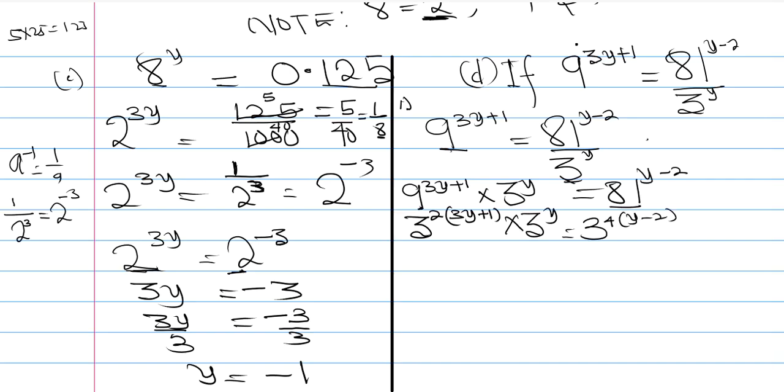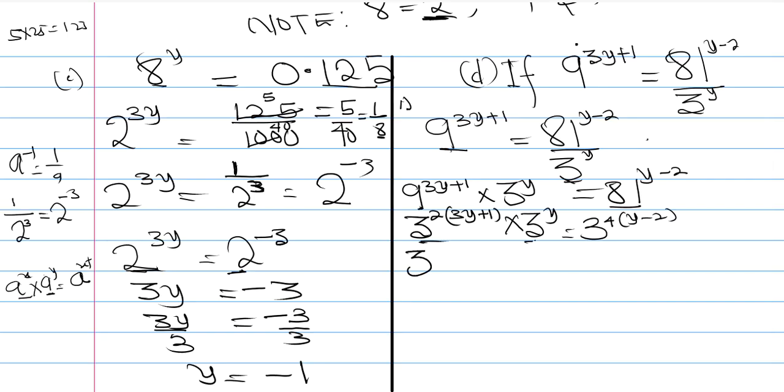Now according to the law of indices, when you have the same base like this, I'm going to write only one base and add the powers together. Let's say e raised to power x times e raised to power y, you just write one base and add the powers, x plus y. The same thing is applicable here.